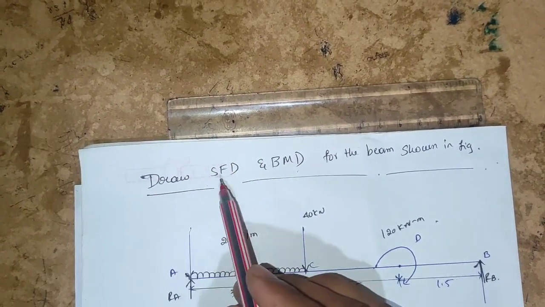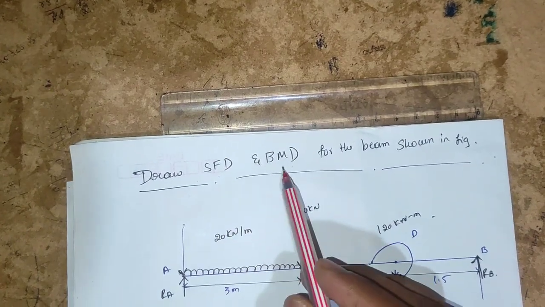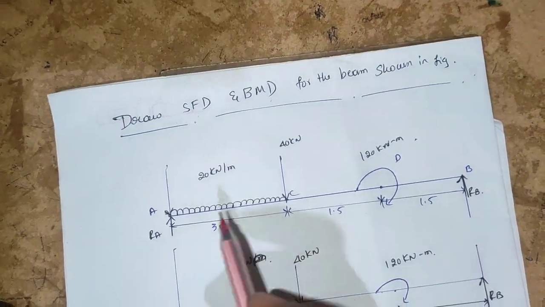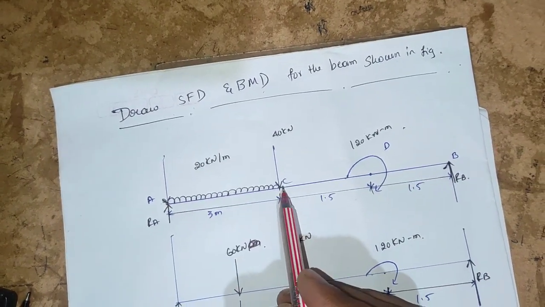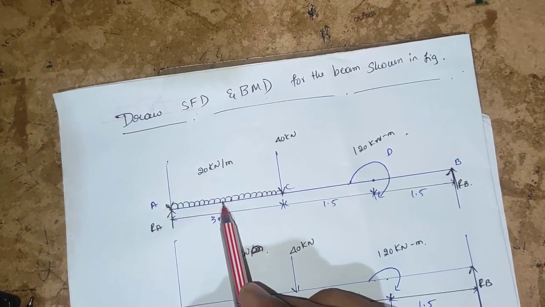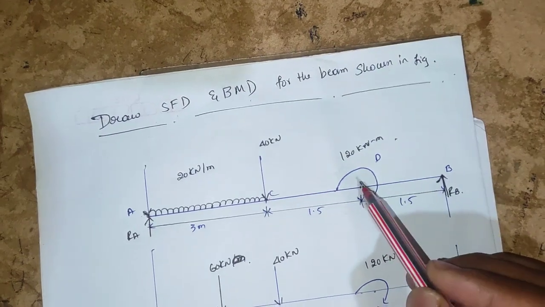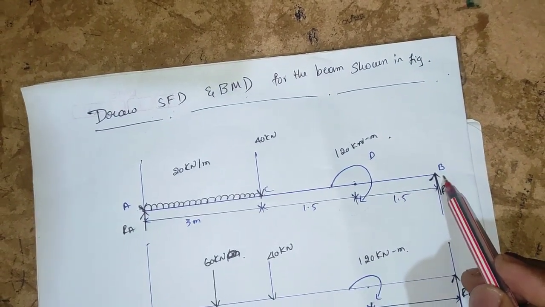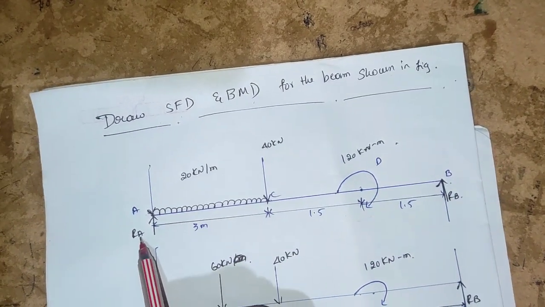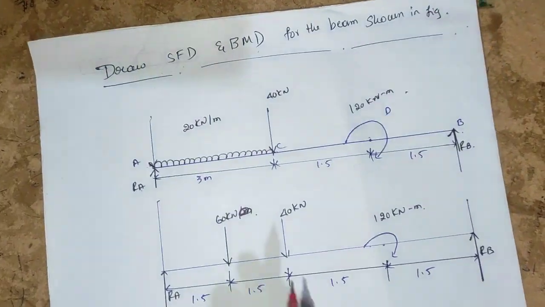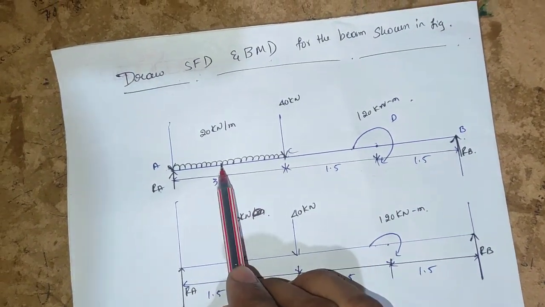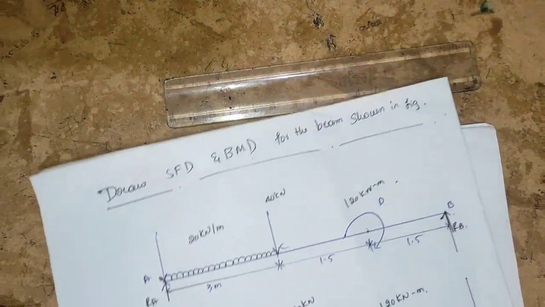Draw the shear force diagram and bending moment diagram for the beam shown in the figure. From A to C we have a uniformly distributed load, at D we have a moment, and at B an unknown force, and at A an unknown force. We convert the uniformly distributed load into a point load.